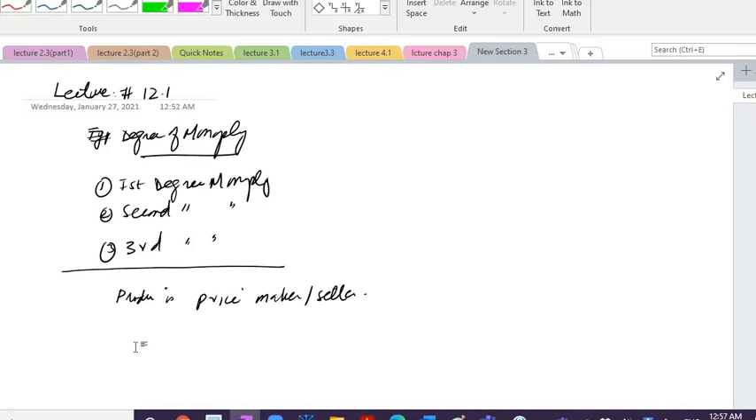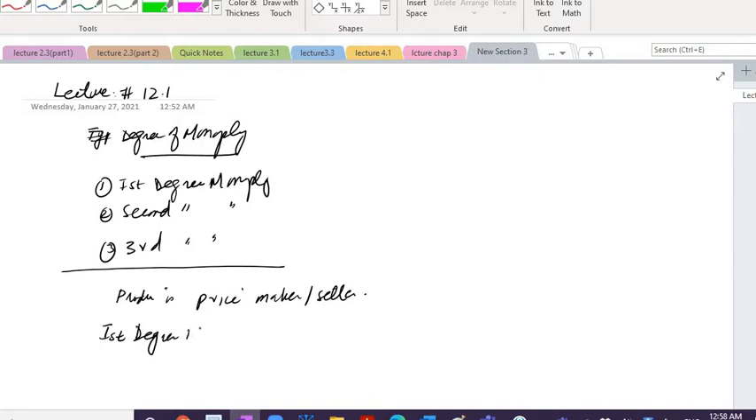So there are three ways in which they can set the price, and they are called first degree monopoly, second degree monopoly, and third degree monopoly. All these monopoly conditions are differentiated on the basis of the prices they can set or in what situation. So I'll explain one by one what is first degree monopoly, how the price is charged in this particular type, and then I'll move on to the next one. So let's start with the first degree monopoly. What is meant by a first degree monopoly?